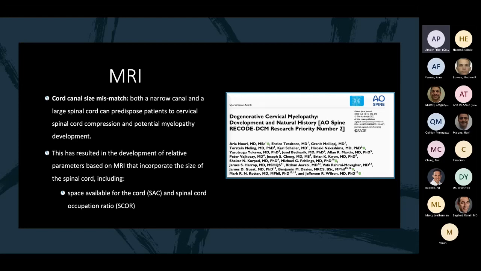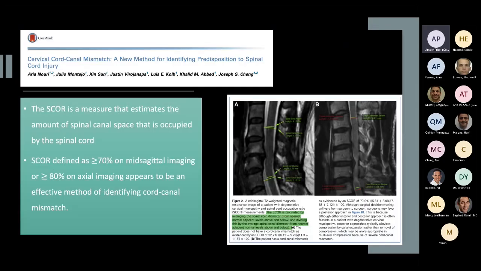Not only if your canal is small, but if you have a larger cord, that can also make you more predisposed to developing myelopathy. This can be evaluated with different scoring systems such as the space available for the cord, or the spinal cord occupation ratio. This is the paper that discussed the scoring system.